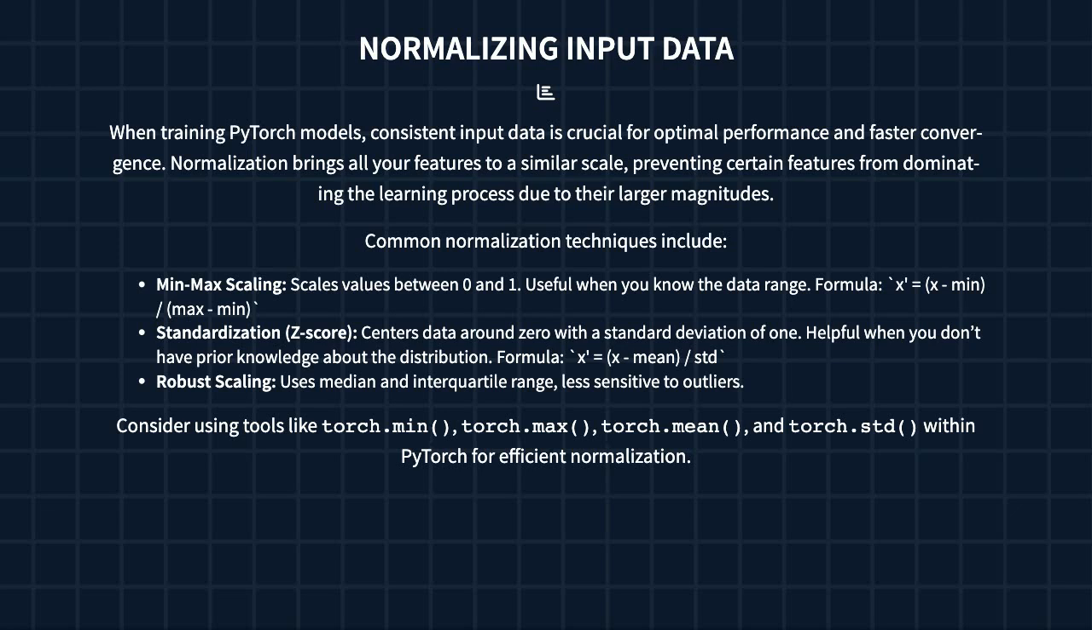Min-max scaling brings values between 0 and 1, great when you know your data's range. Standardization centers the data around 0 with a standard deviation of 1. And if you have outliers, robust scaling is a good choice because it's less affected by those extreme values. PyTorch provides handy functions like torch.min, torch.max, torch.mean and torch.std to help you quickly normalize your data.